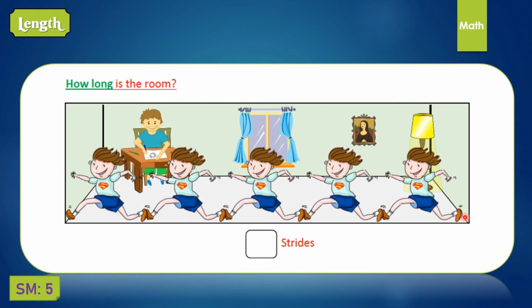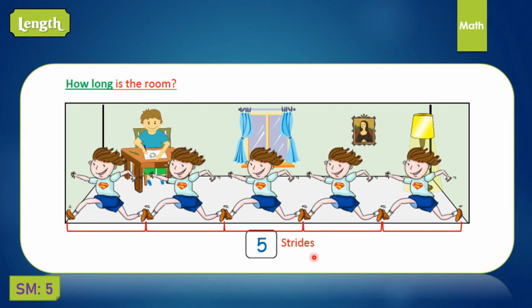Now, let's count. How many strides? 1, 2, 3, 4, 5. Right? So the length of the room equals 5 strides. Excellent. Okay, mister. This is how we can measure the length of any long objects. Right?